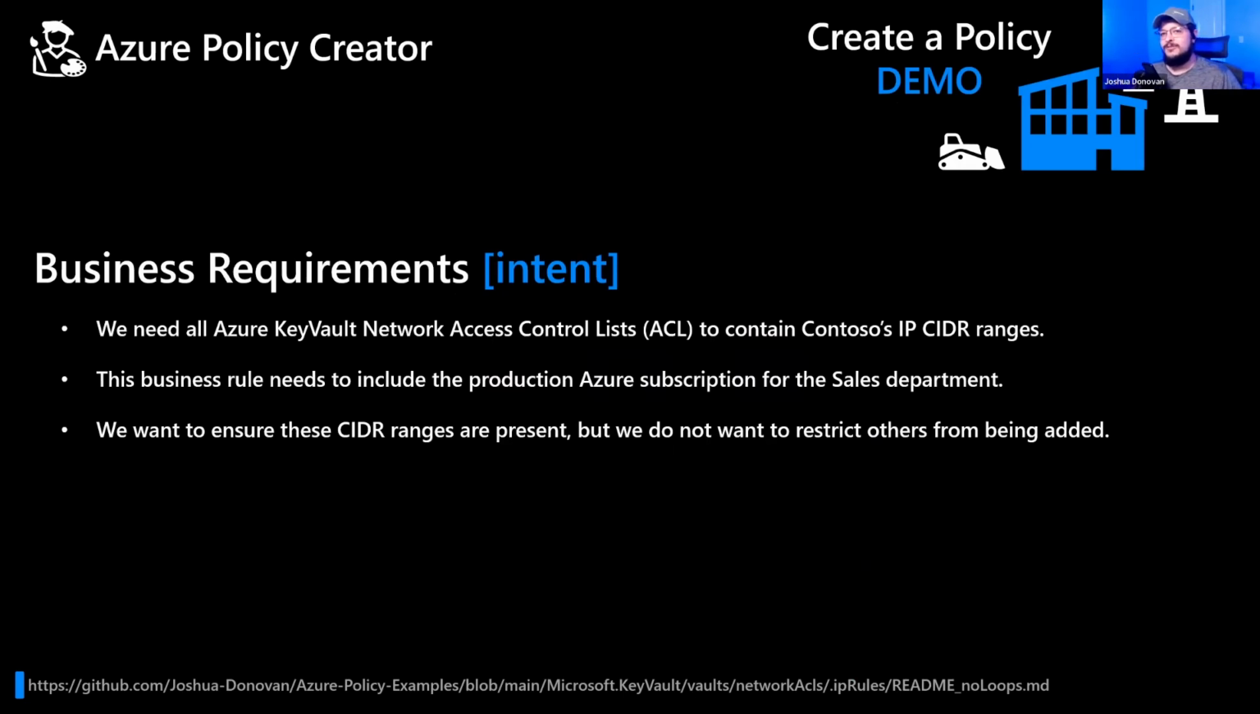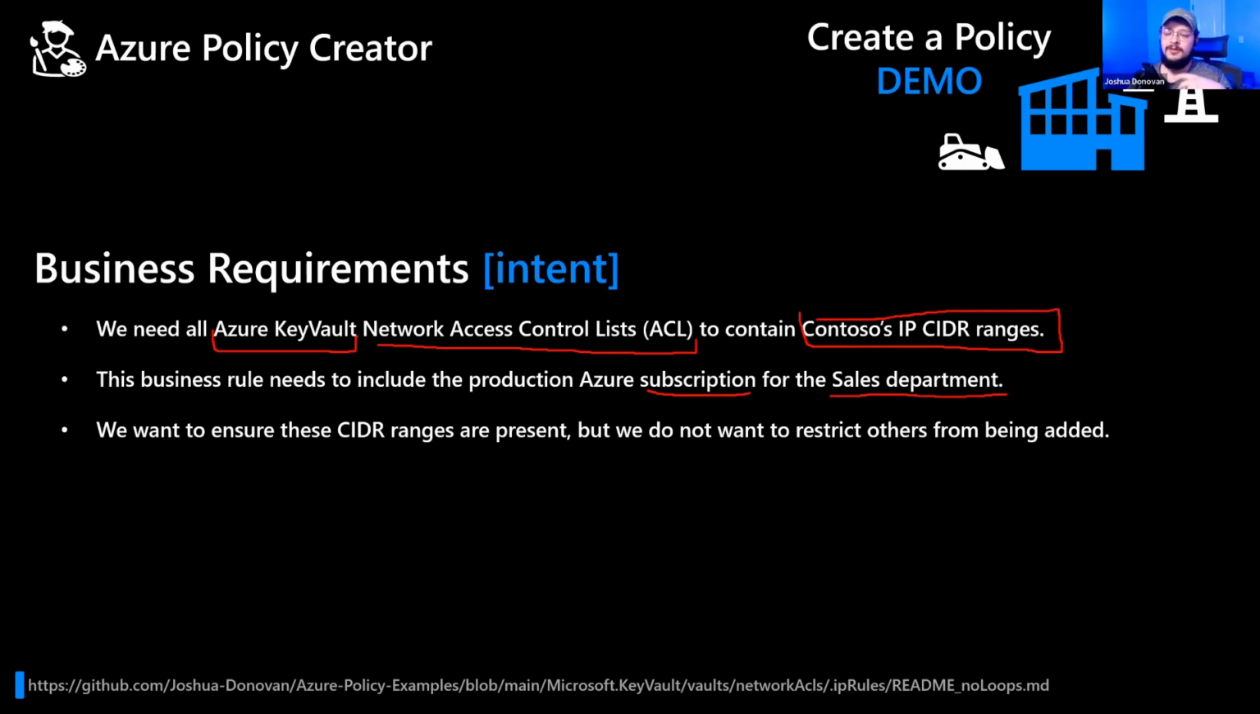But we're going to go over business requirements for this policy definition. So in this case, we want to pick a policy that goes against Azure Key Vault, and we want to make sure that the network access control list contains our company's IP CIDR ranges. We also need to make sure that this business rule includes the production subscription. So what this tells me is the scope of the assignment needs to be assigned to the subscription level, not to the resource group level, and not to a management group level.